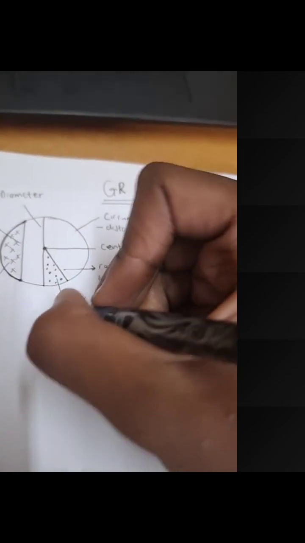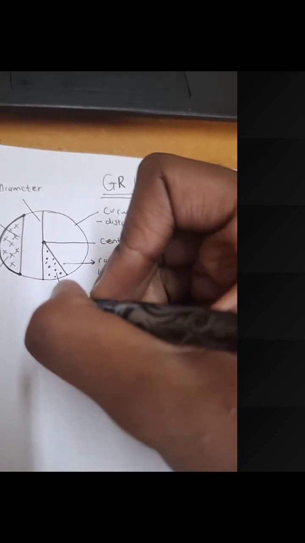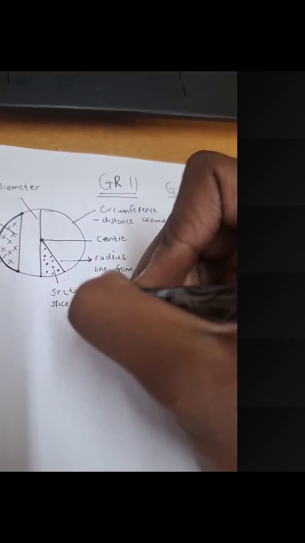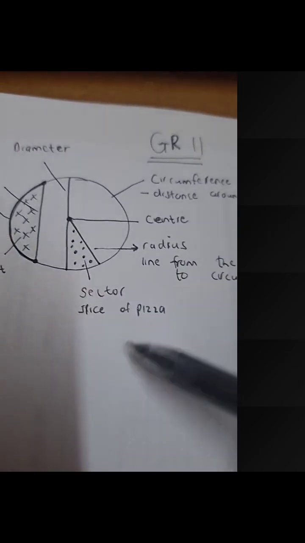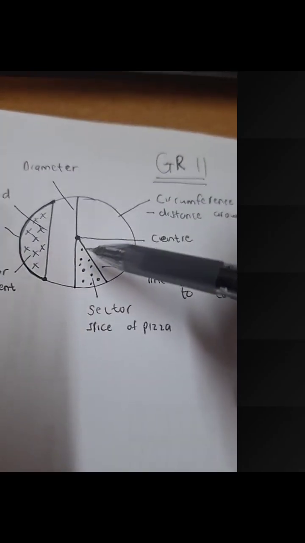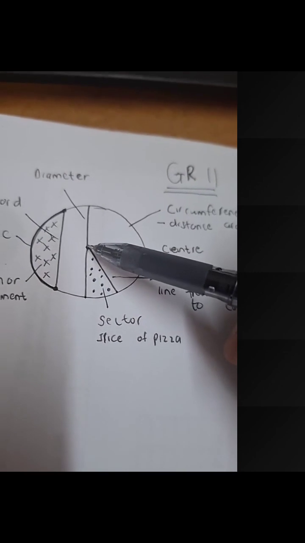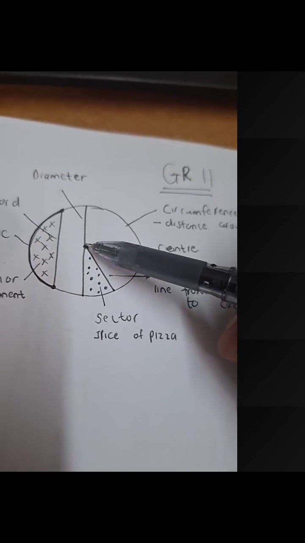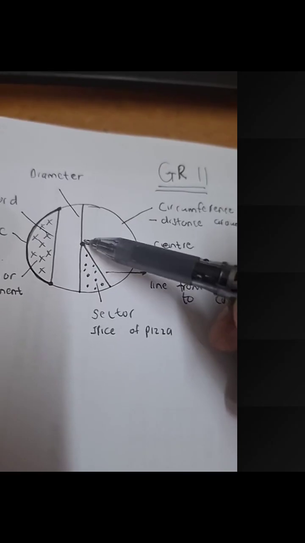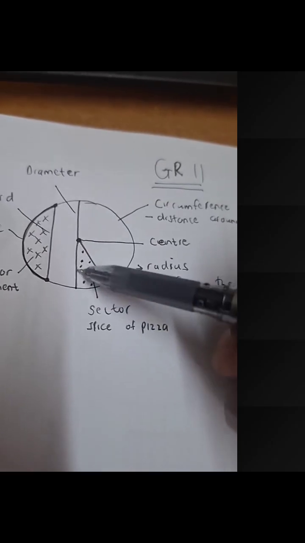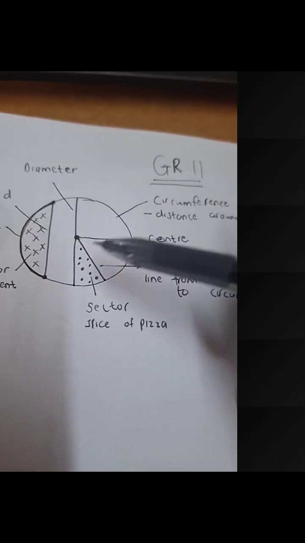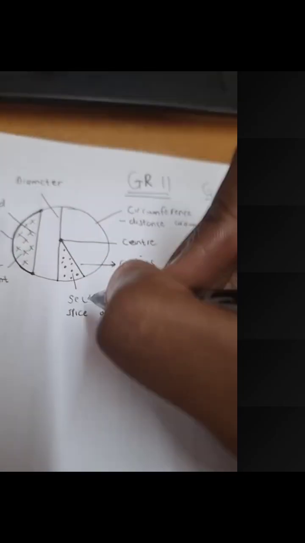Sector, like I said, guys, you can just say it's your slice of pizza. I know you're not going to say that in actual terms, but a sector is simply a slice of pizza. How is it formed? You have to have a radius and another radius, and basically that entire portion or slice is your sector.